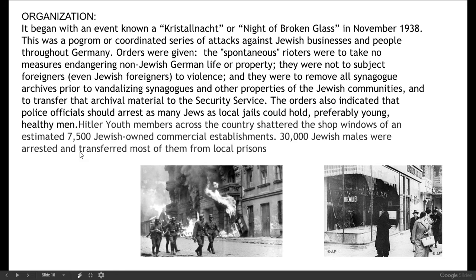The orders also indicated that police officials should arrest as many Jews as local jails could hold, preferably young, healthy men. And Hitler's young members across the country shattered the shop windows of an estimated 7,500 Jewish-owned commercial establishments, and 30,000 Jewish males were arrested and transferred, most of them to local prisons. And so this was an orchestrated, organized night, and they call it the Night of Broken Glass because all of these Jewish-owned companies were destroyed.